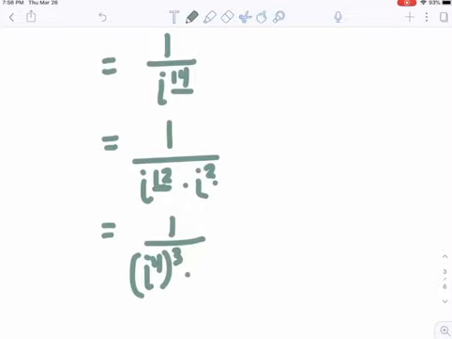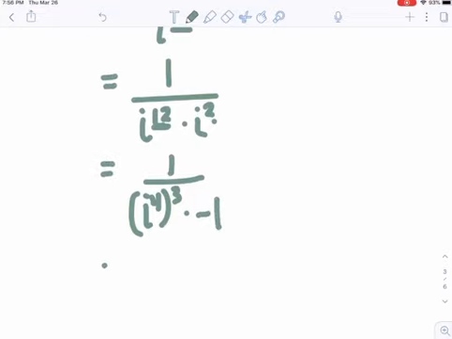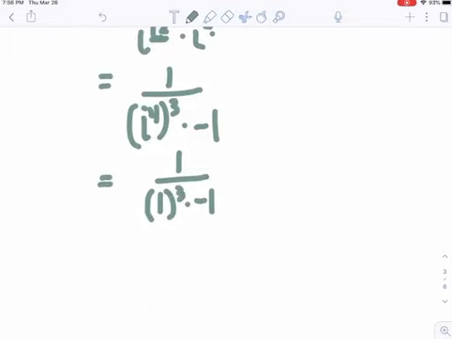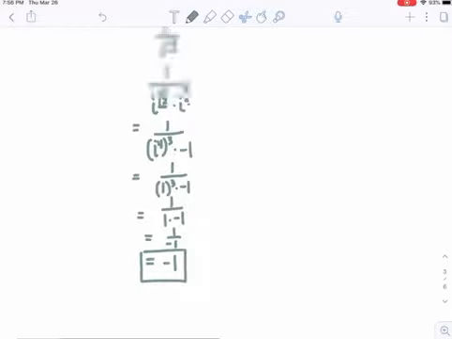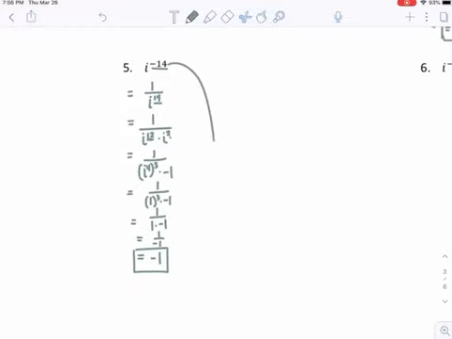And we know i squared is equivalent to -1. So 1 over, we know i to the 4th is 1, times -1. We know 1 cubed is just 1, times -1. So I get 1 over -1, which simplifies to -1. So i to the -14th power is equivalent to -1, which seems super crazy, but it's true.